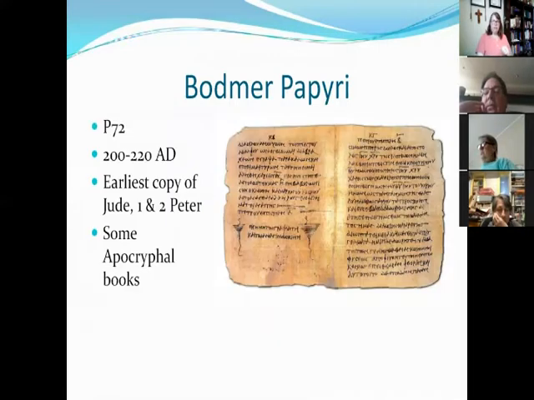So this is P72. This is a little more relaxed writing. If you look at the Greek writing here, it's a little more free-flowing. So it dates from 200 to 220. This is the earliest copy of Jude and Peter's letters that we have. And it has some apocryphal books as well, which means some of the Old Testament apocrypha that the Jewish people did not believe was inspired and inerrant. They're more the history books, Maccabees, Bel and the Dragon, and those books.